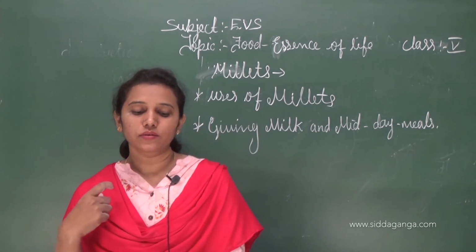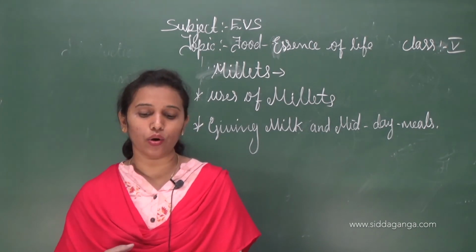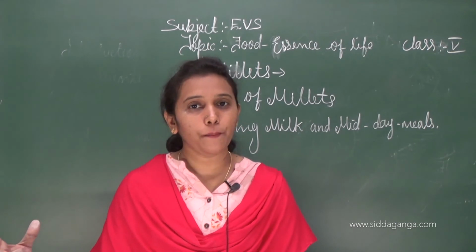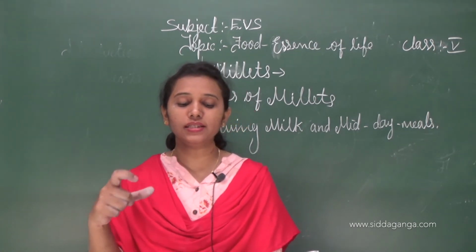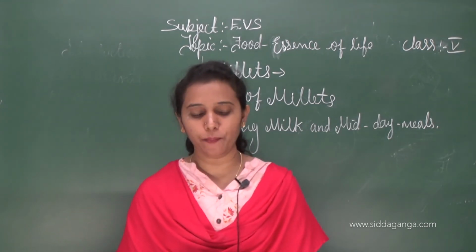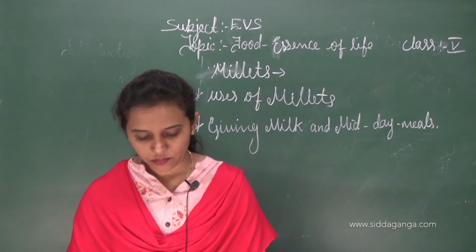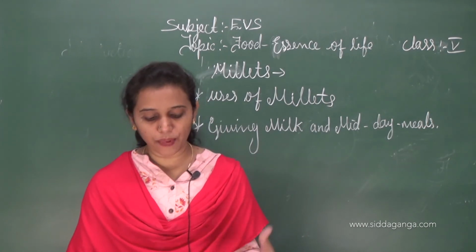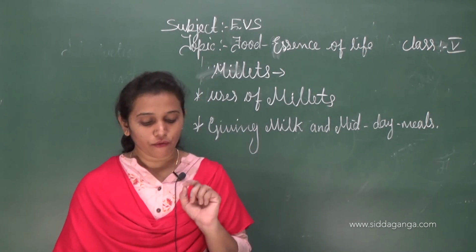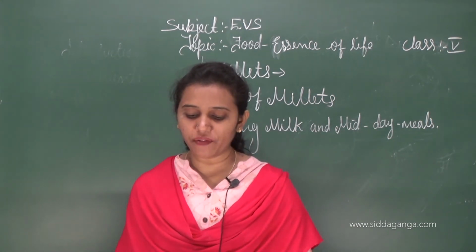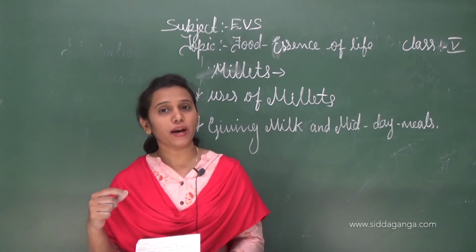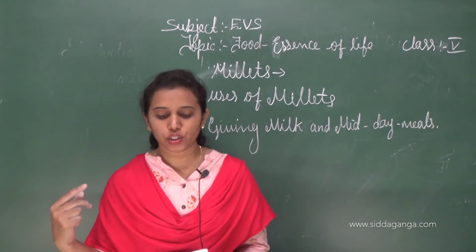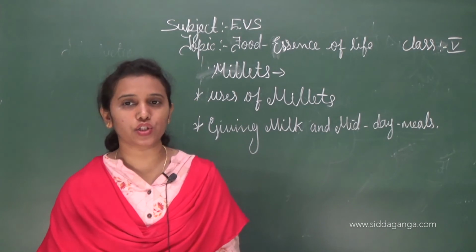Understood? Once they are stored, they are distributed to the people. Once again: giving milk and midday meals for students in school, supplying food materials at nominal rates through fair price shops, steps to prevent unnecessary holding of food materials by the merchants. Understood? Purchasing the food materials from the farmers, storing them in proper godowns, and then distributing.